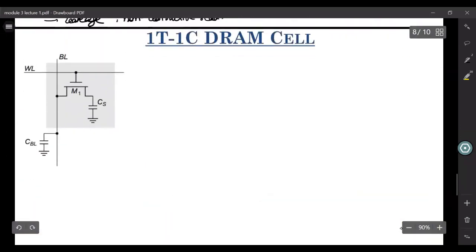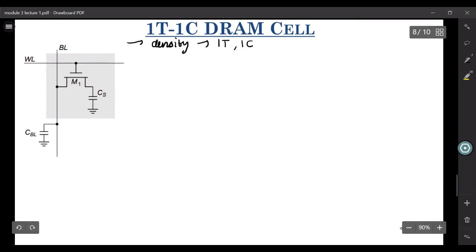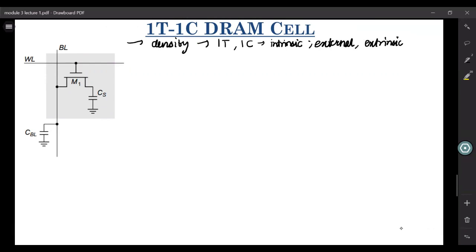So if you merge these 2 bit lines and these 2 word lines together, it does give you a benefit of density. So now you only have 1 transistor. However, you have 1 capacitor which is not an intrinsic capacitor like the previous case. It's an external, or extrinsic, capacitor, which you have to realize on top of this transistor. There you need not worry about how you were to realize that capacitor.